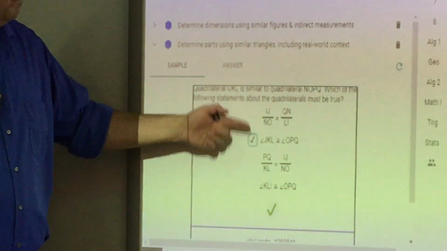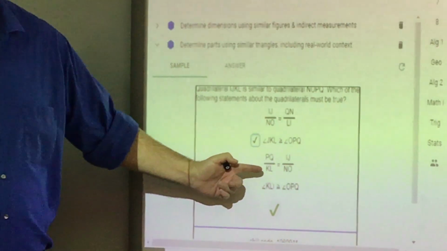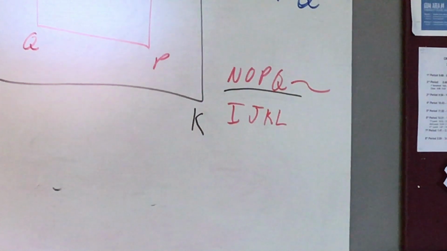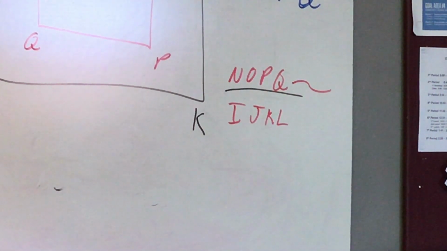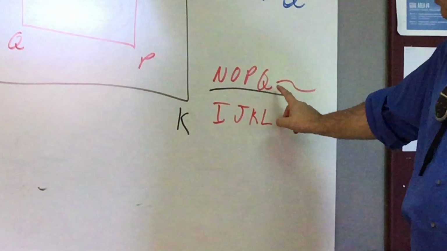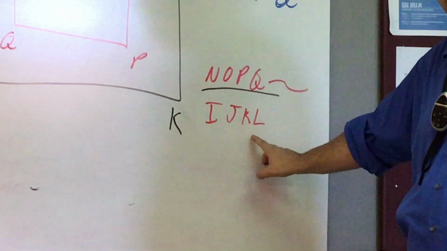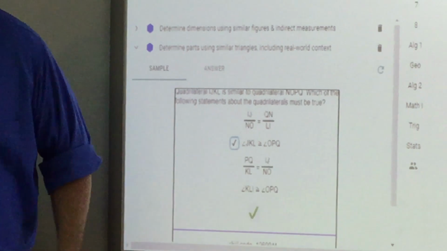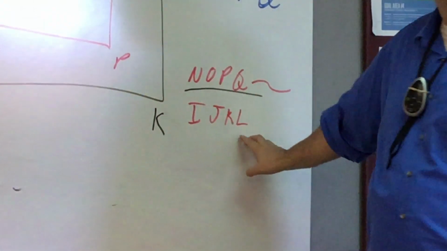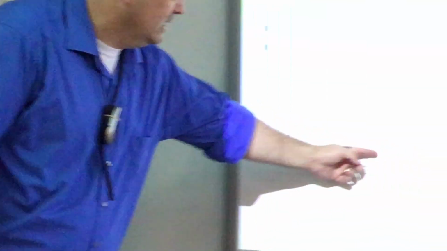But let's check these other ones. PQ over KL, PQ over JL. PQ and JL. Look here. PQ, and it should be KL. It's not JL. So that doesn't work. Oh, is it KL? Oh, I'm sorry. PQ and KL. Yeah, PQ over KL. So that's good, but the question is now, is IJ over NO good?